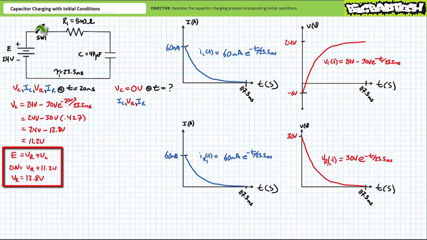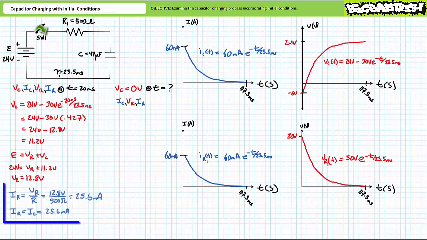Given an 11.2 volt differential across the capacitor, this means 24 minus 11.2, or the remaining 12.8 volts, must necessarily appear across the 500 ohm resistor. Quick application of Ohm's law demonstrates that with 12.8 volts across a 500 ohm resistor, approximately 25.6 milliamperes must be flowing through it, and by extension, 25.6 milliamperes must also be flowing into the capacitor because they are in series with one another. In summary, at t equals 20 milliseconds, Vc equals 11.2 volts, VR1 equals 12.8 volts, and both IR1 and Ic equal 25.6 milliamperes.